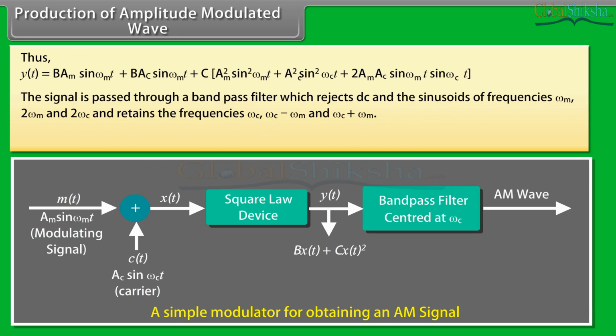The signal is passed through a band-pass filter which rejects DC and the sinusoids of frequencies ωm, 2ωm and 2ωc, and retains the frequencies ωc minus ωm and ωc plus ωm. The output of the band-pass filter therefore is an AM wave.